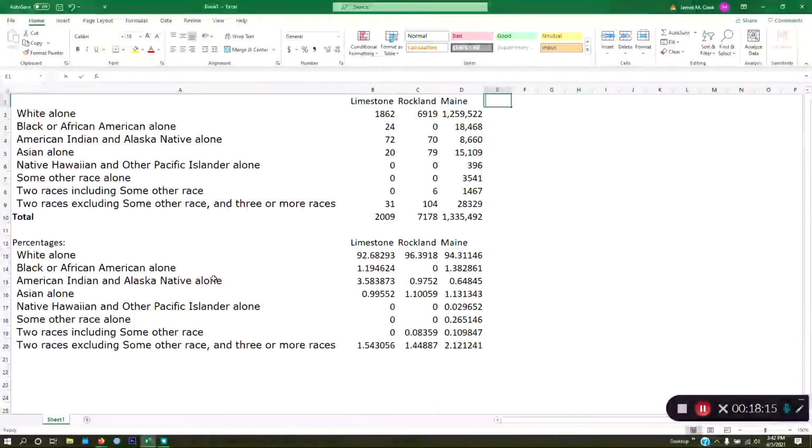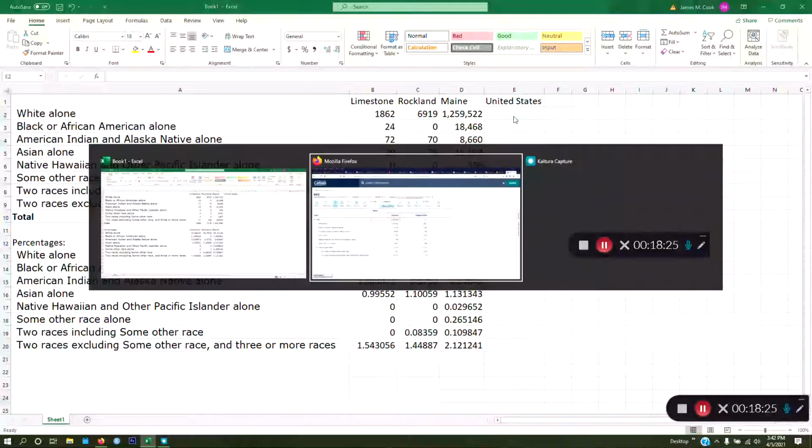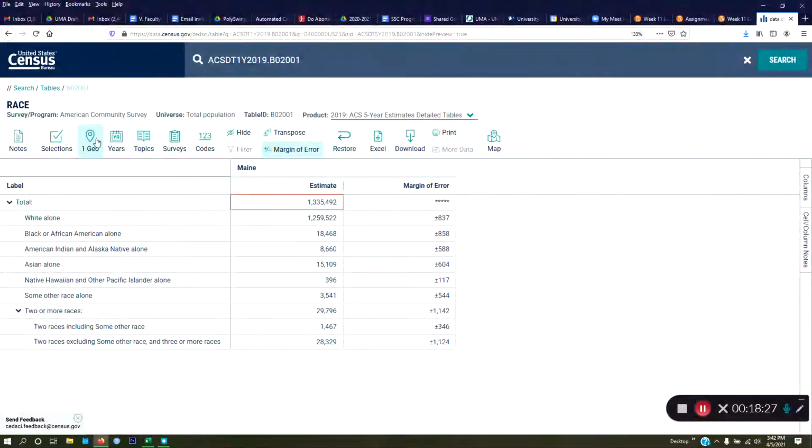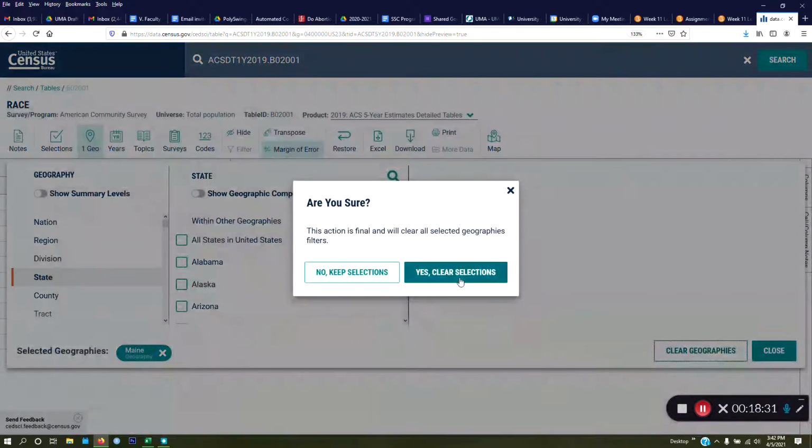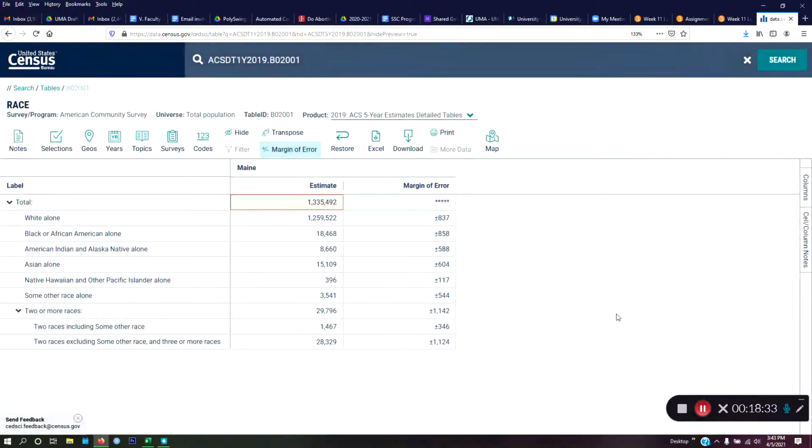We're almost done here. Finally, for the United States overall, I'm going to double click that so that the cell automatically gets wider. How do we get that information from the census? Well, pretty easily. We simply clear all geographies, and then let's restore that. Okay, so it's not giving us Maine yet.